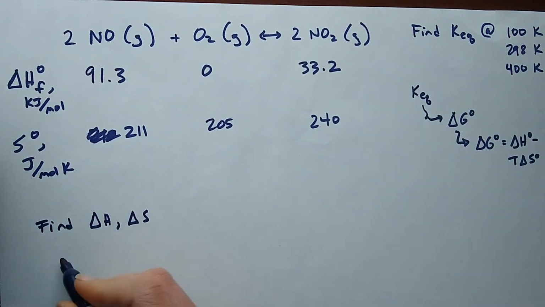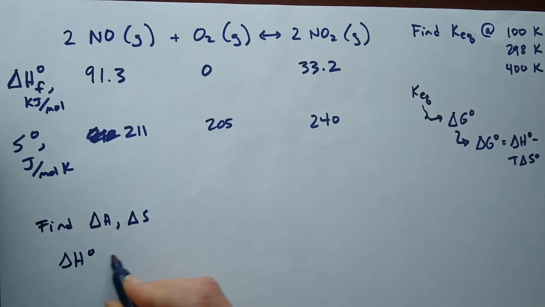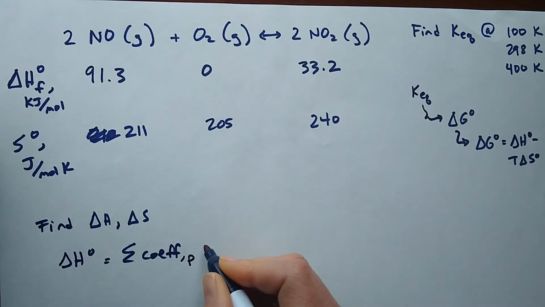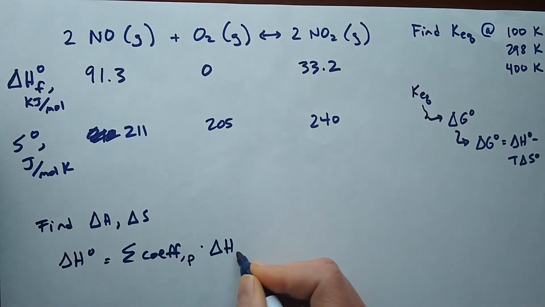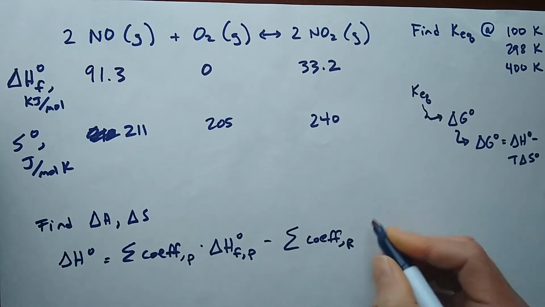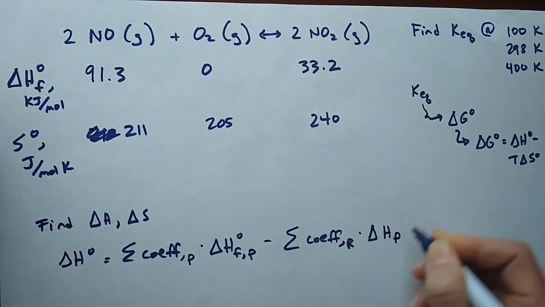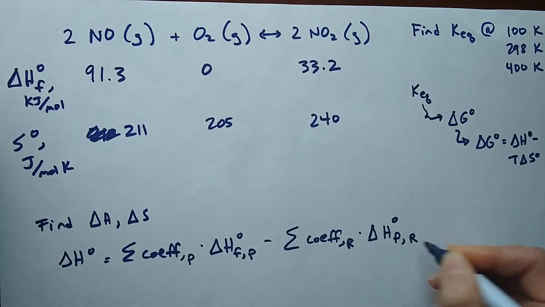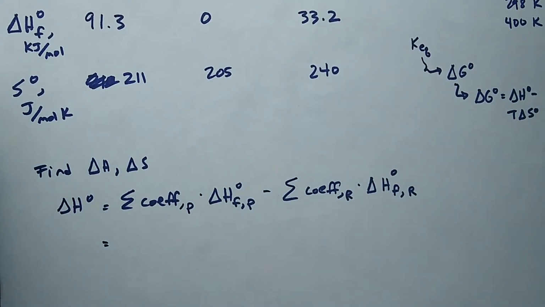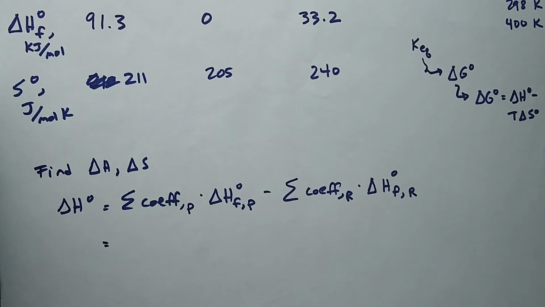So starting with delta H, my standard enthalpy change is the sum of the coefficients of products times the enthalpies of formation of the products, standard, minus the same thing for the reactants, coefficients times standard enthalpy of formation for the reactants. So let's go ahead and do that. And I kind of rewrote my table with my values for entropy and enthalpy right under each reactant and product. That's the way I like to set it up.